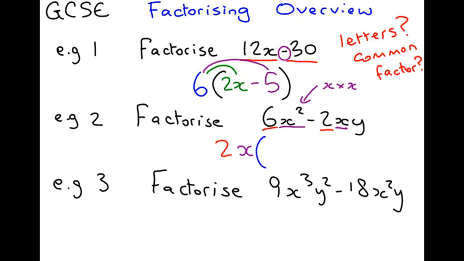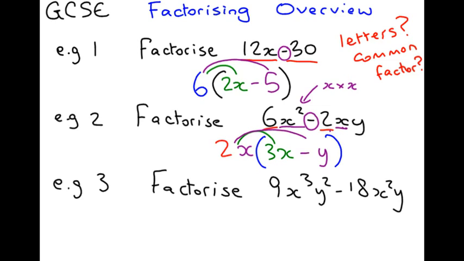So we've got all the terms that we can get outside, and now we need to think about what goes in the bracket. What do you times 2x by to get 6x squared? Well, 2 times 3 gives you the 6, and you need an extra x to get to x squared. Now, what do you have to times 2x by to get 2xy? You've already got the x, you've already got the 2. All you need is the y, and it's a negative. So that is your answer.